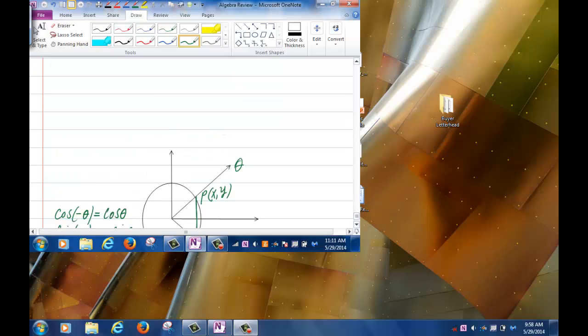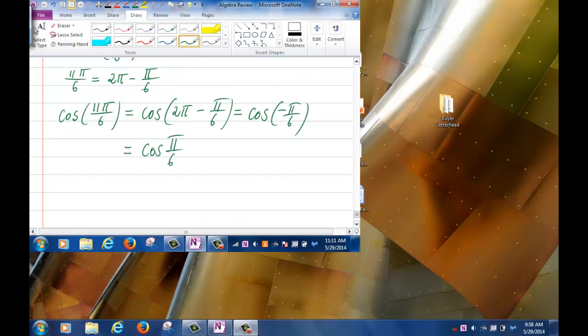All right, so I could then say that cosine of negative pi over 6 is cosine of pi over 6, but can someone tell me what is that? Well, we computed that, right? It was root 3 over 2.